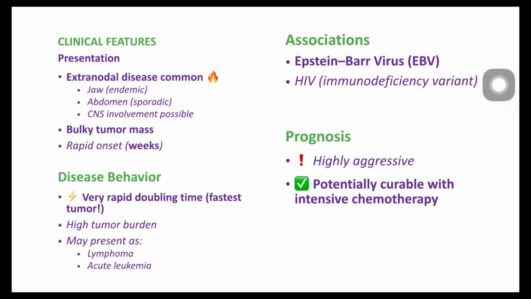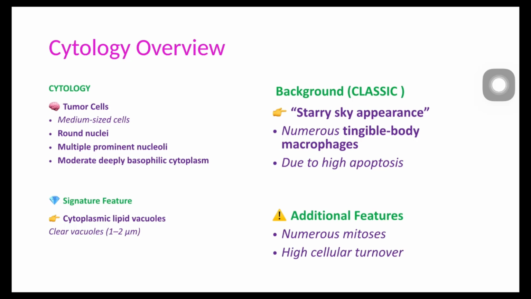So extranodal, where jaw, abdomen and CNS involvement is possible. Bulky tumor mass, rapid onset and very rapid doubling time. So this is the fastest tumor. High tumor burden, may present as a lymphoma or acute leukemia. Epstein-Barr virus is associated with this Burkitt lymphoma, and HIV is also associated. Prognosis is poor because it is highly aggressive, but potentially curable with intensive chemotherapy.